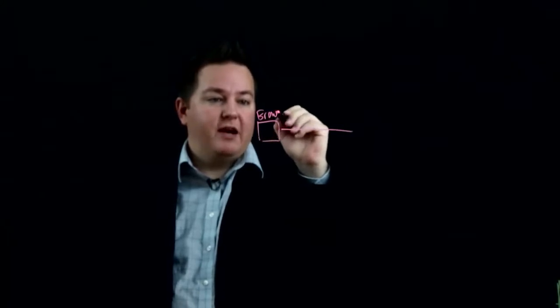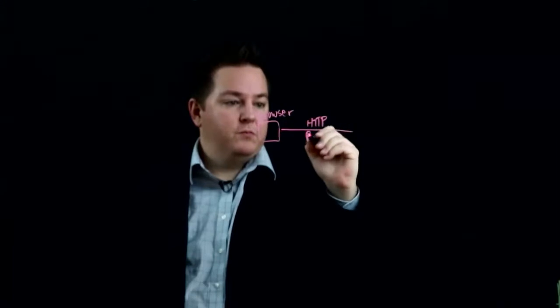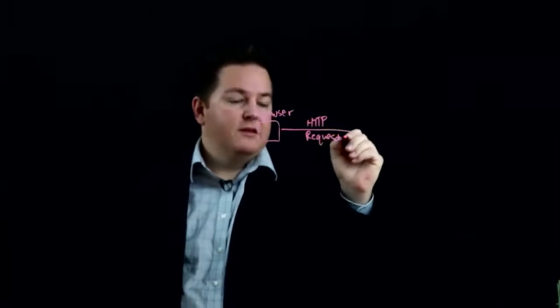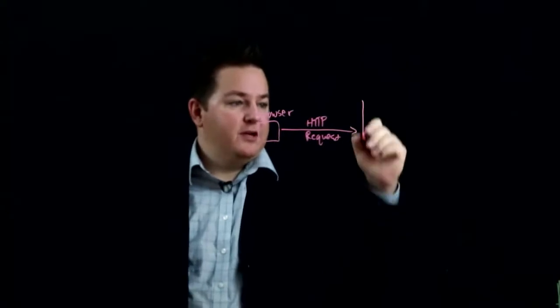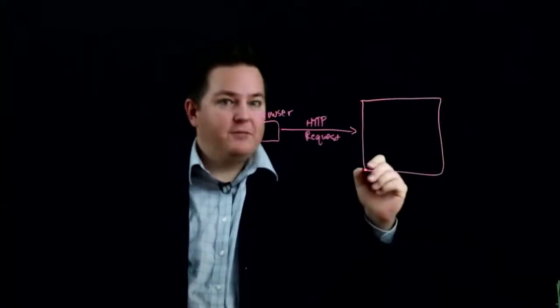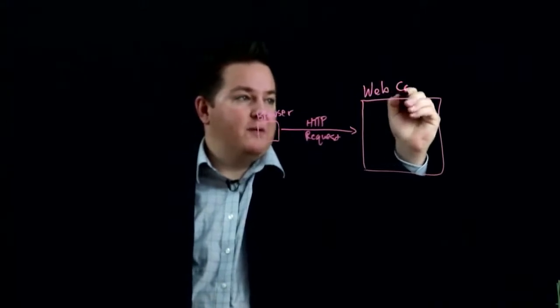The Java technology that's used to handle incoming requests on a server is typically servlets. What servlets do is, when a browser, or in our case a mobile device, sends an HTTP request, this request gets routed to what's called a web application container. This is often just called a web container.